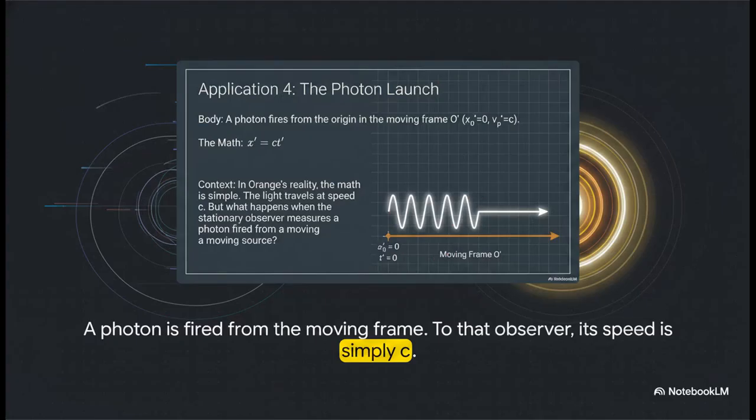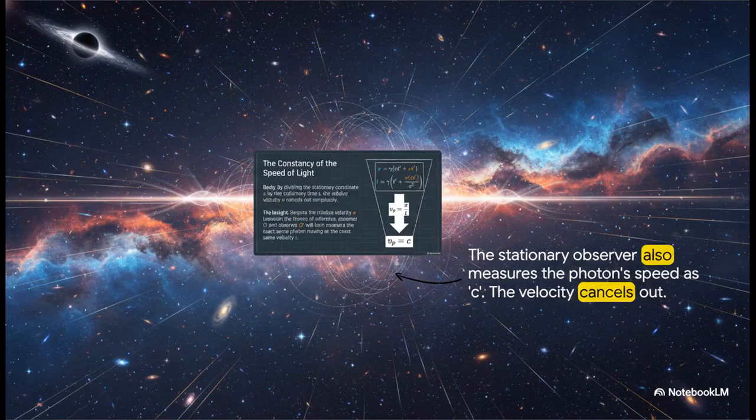So let's imagine a little experiment. Our moving buddy, O prime, is in their spaceship and they fire a photon, a particle of light. For them, inside their ship, this is super simple. Light travels at the speed of light, c. No surprises. But the real question is, what does our stationary observer on the ground see? And this is the insight that changes everything.